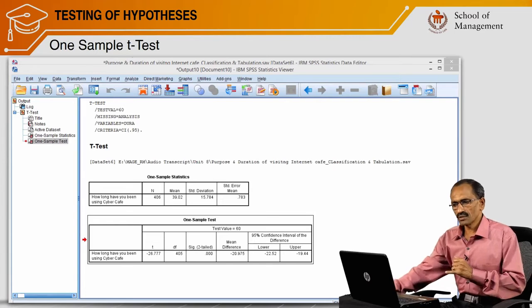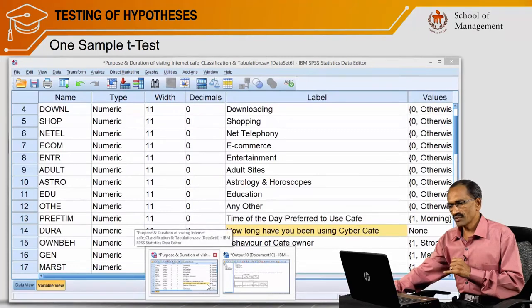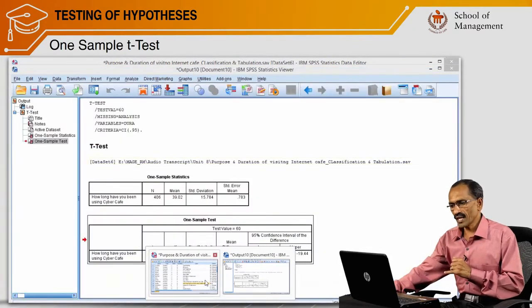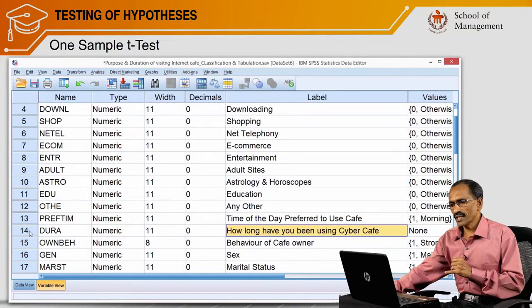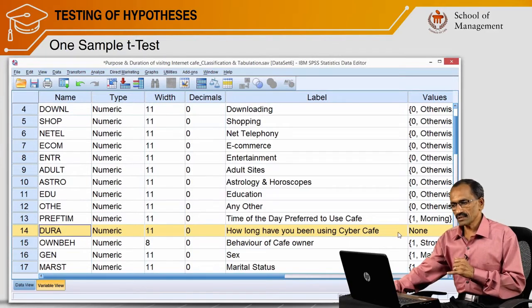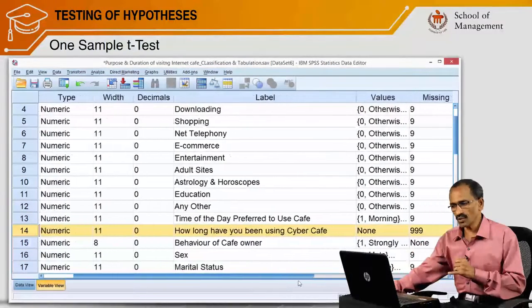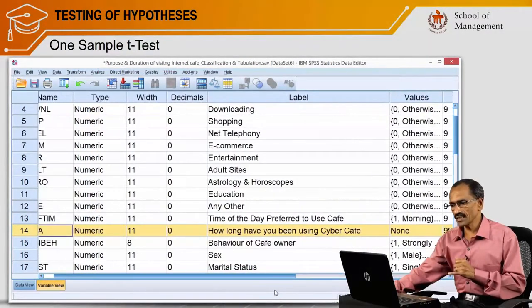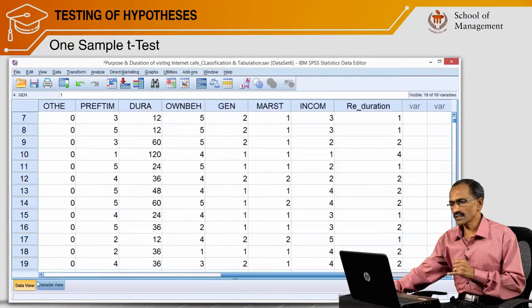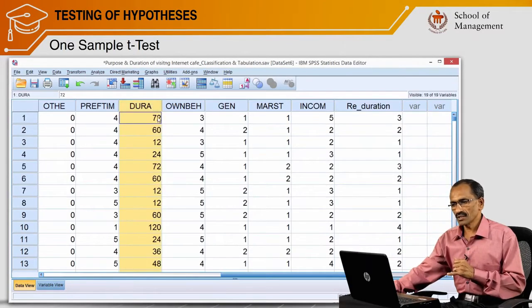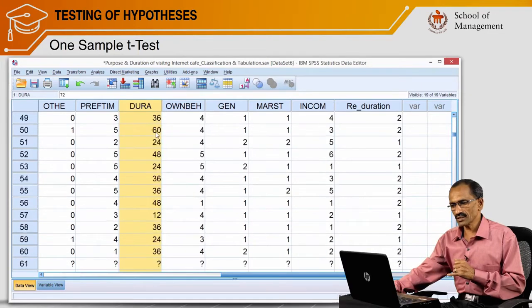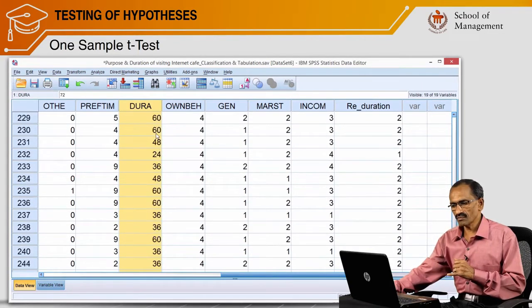Now we will go to our database. What is the database we have? The database we have is the duration of how long we have been using the cyber cafe. Is it ratio or interval? Yes, this is ratio scale data, since it has been entered as duration. It represents the duration of internet usage on a monthly basis.